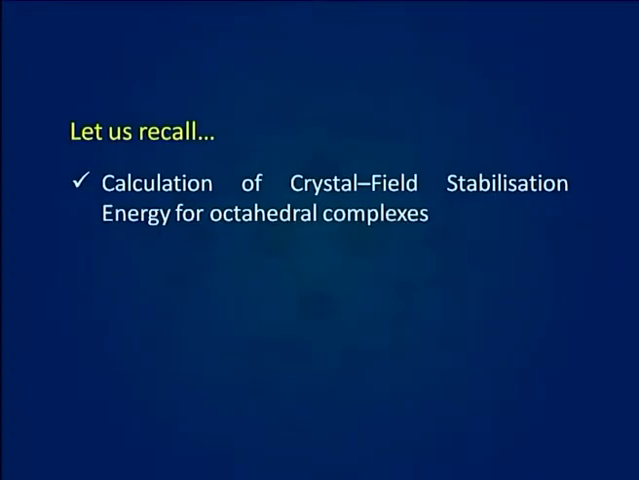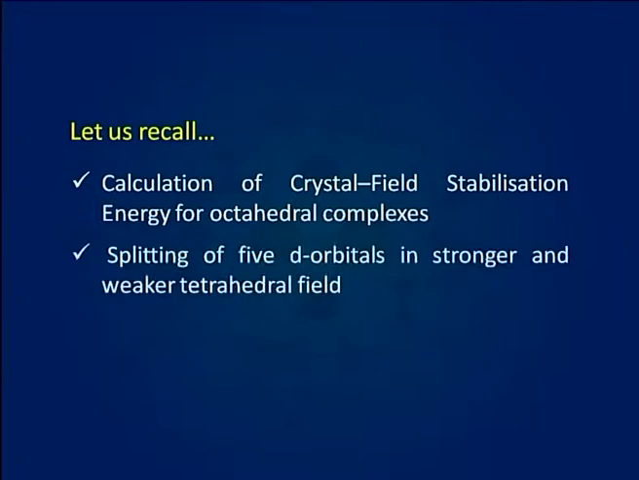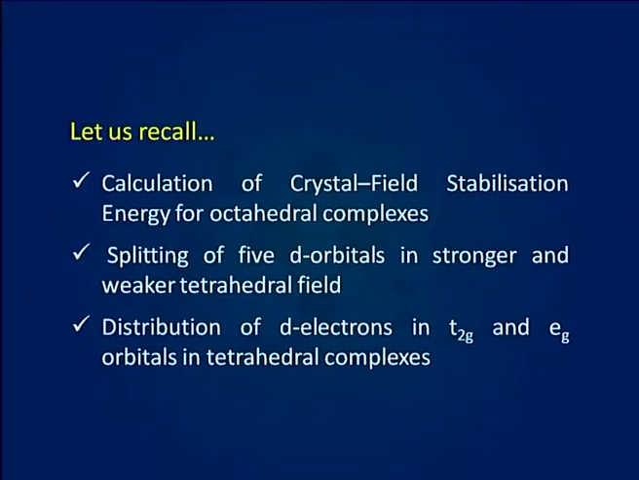By now you know that crystal field theory provides a simple model for d orbital splitting which works for several oxidation states and geometries and allows prediction of properties such as structures, colors, magnetism, etc. In the last lecture, we understood these by discussing calculation of crystal field stabilization energy for octahedral complexes, splitting of 5 d orbitals in stronger and weaker tetrahedral field, and distribution of d electrons in t2g and eg orbitals in tetrahedral complexes.